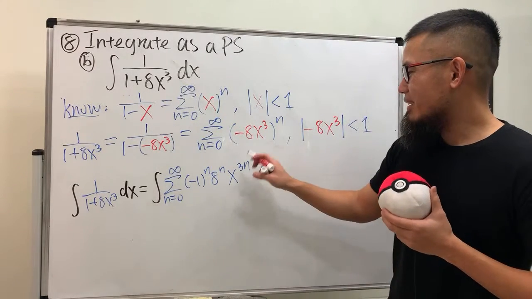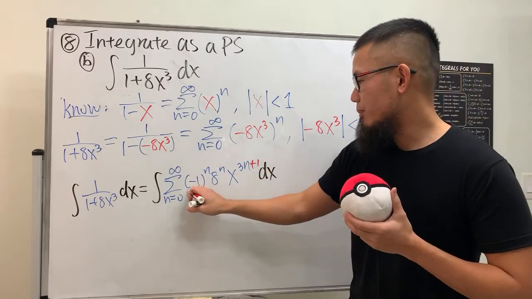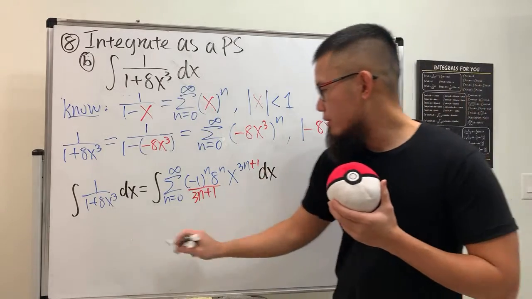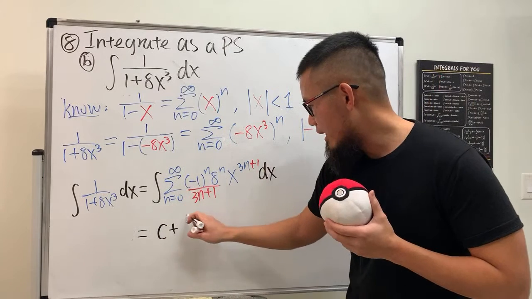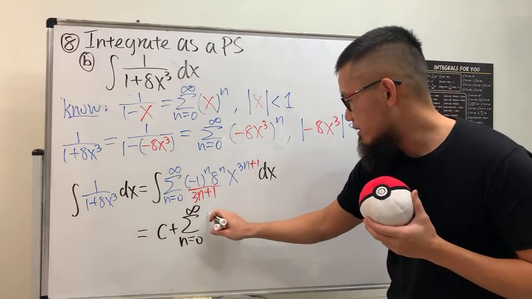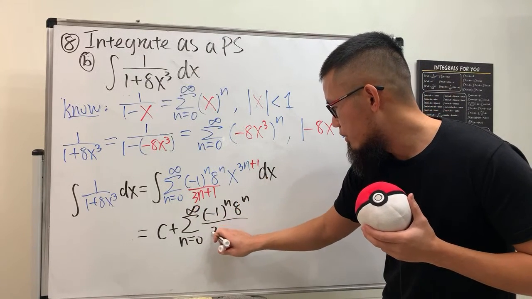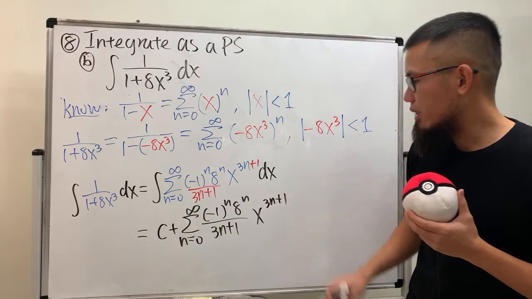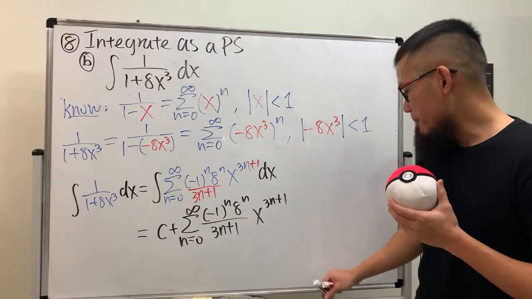Alright, and then integrating this, just add 1 to the power and divide by the new power, 3n plus 1. Don't forget your constant, but here we write it as C plus the series as n goes from 0 to infinity. Just write this down: negative 1 to the n, 8 to the n over 3n plus 1 times x to the 3n plus 1. So that's the form of the integral.